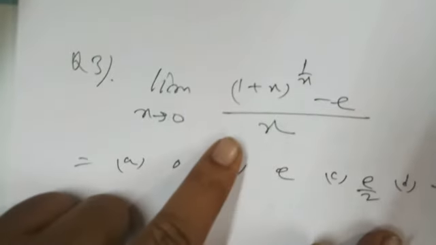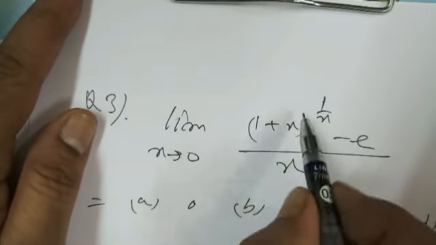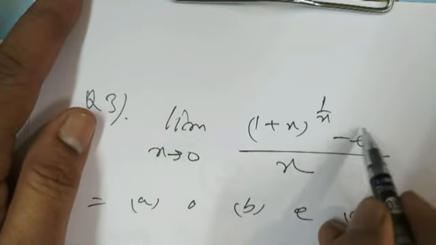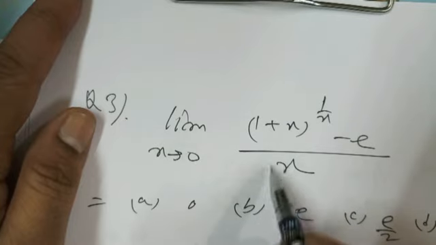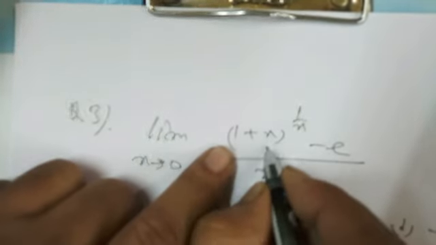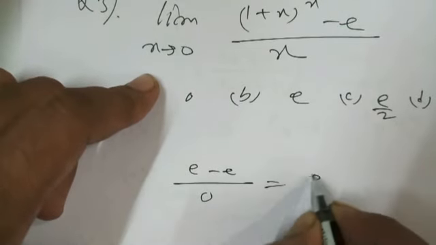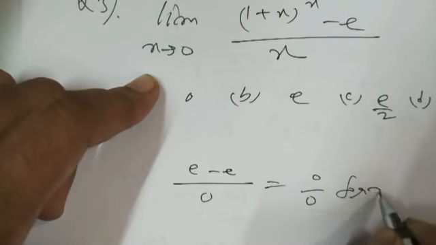Obviously, this is the 0 by 0 form. Why? Because the limit of (1 plus x) whole power 1 by x, as x tends to 0, is e, and the limit of x is 0. So e minus e upon 0 is the 0 by 0 form.